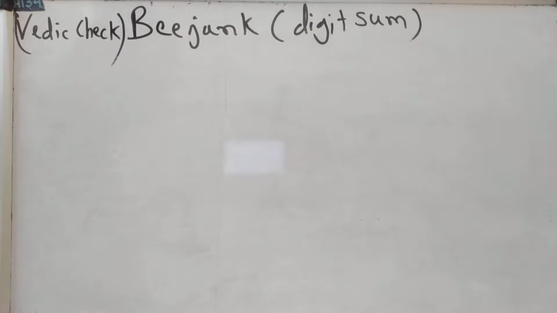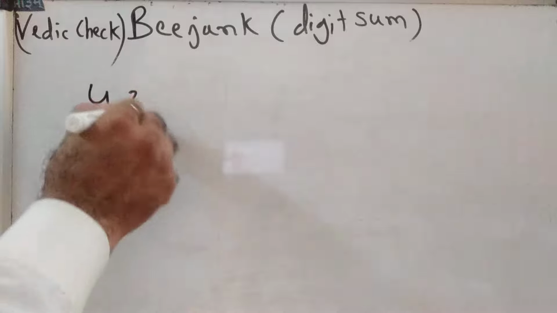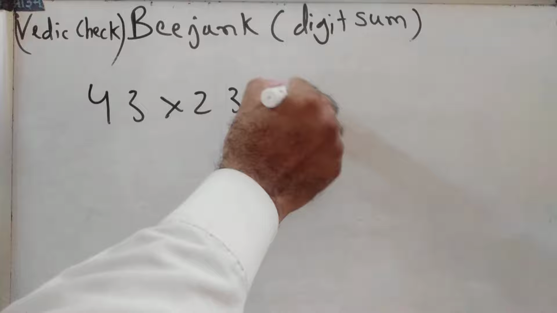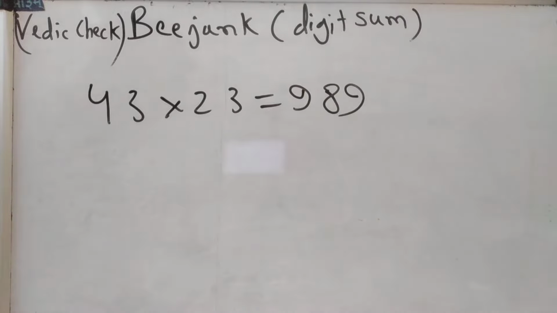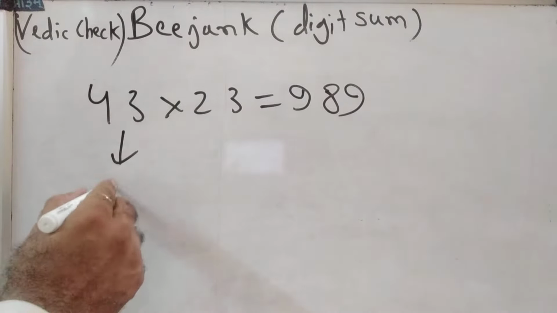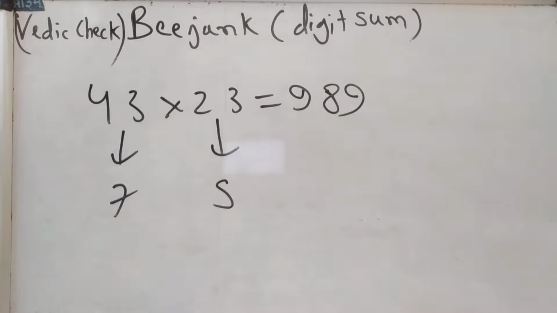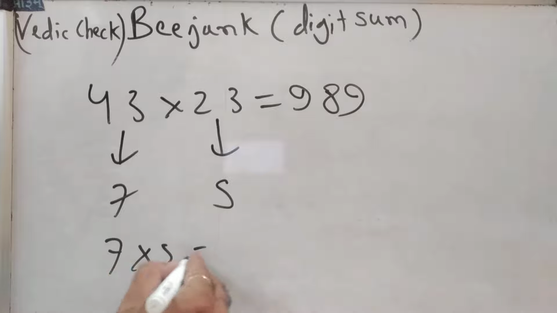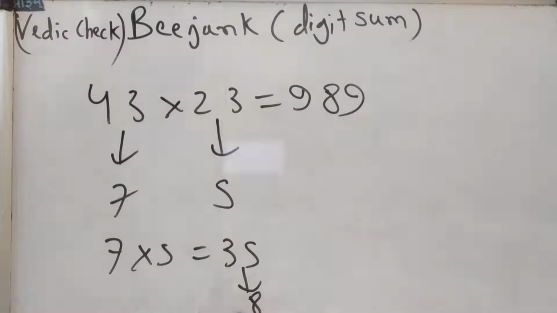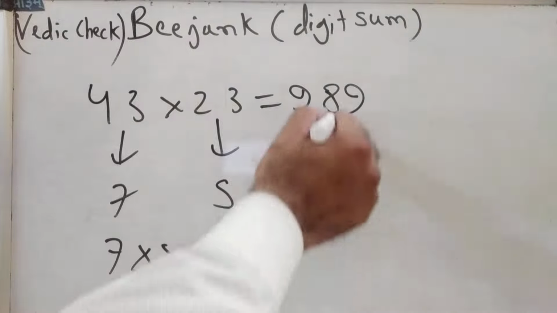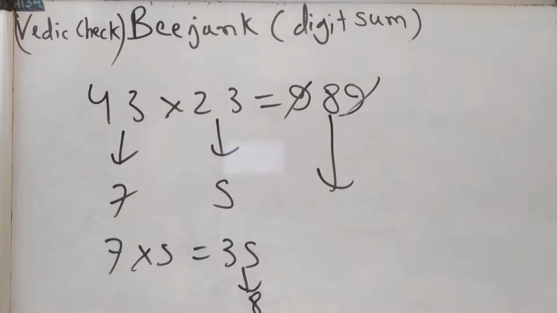For multiplication, say 43 into 23 equal to 989. To check the result, Bijank of numbers of left hand side multipliers: 4 plus 3 is 7, 2 plus 3 is 5, and product of Bijanks will be 7 into 5, which is 35, and Bijank of 35 is 8. Now Bijank of right side, these two 9s will be deleted, is 8. So our answer is correct.